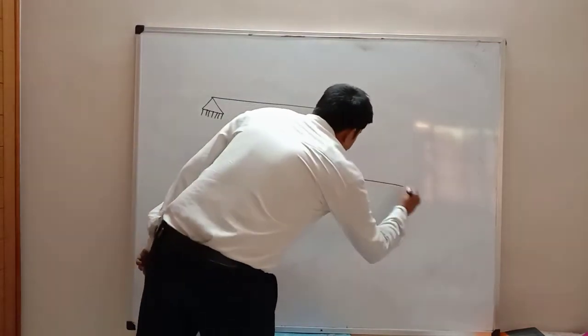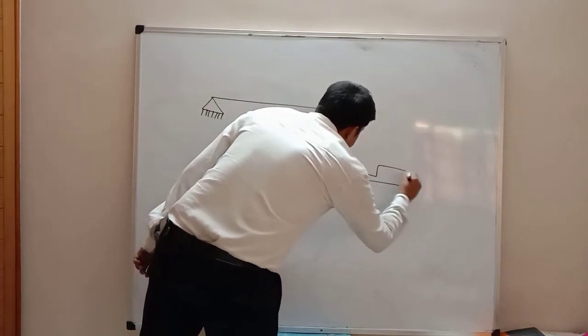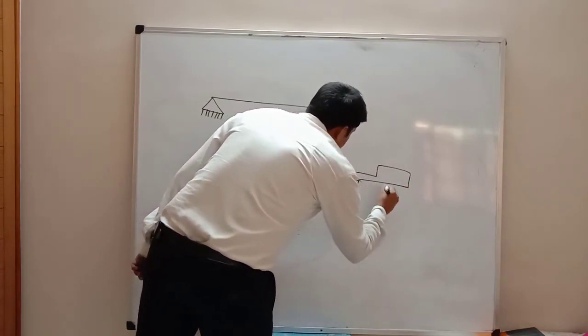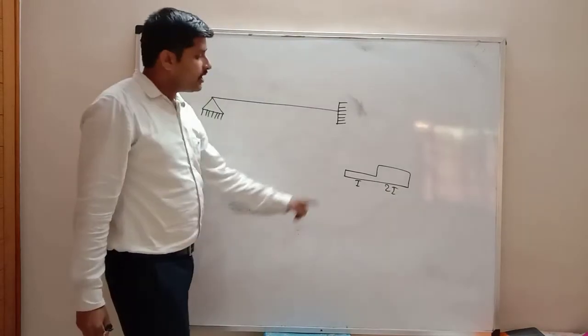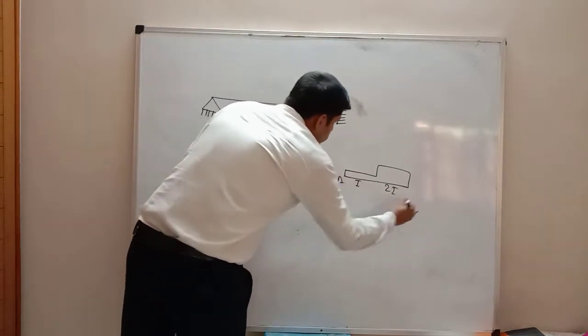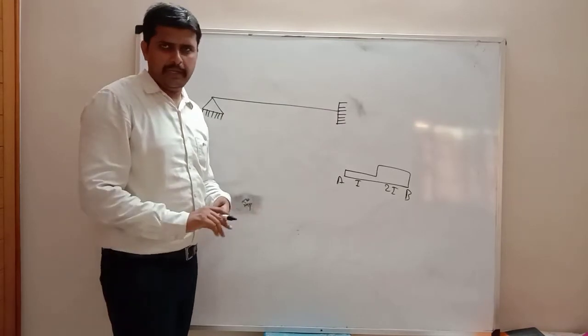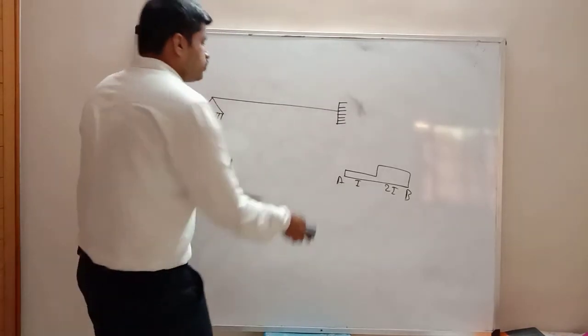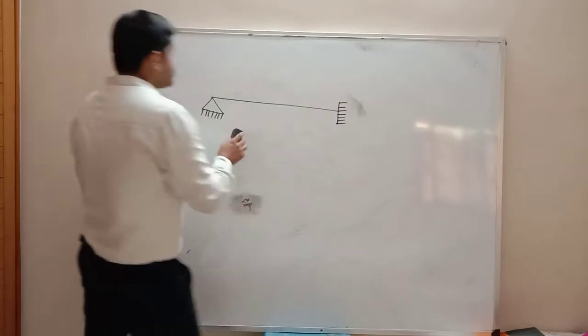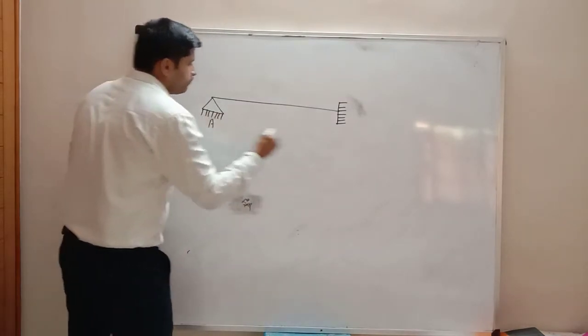If I draw a beam like this, this is I, this is 2I. This beam AB is called as non-prismatic beam. So we will consider prismatic beam AB.